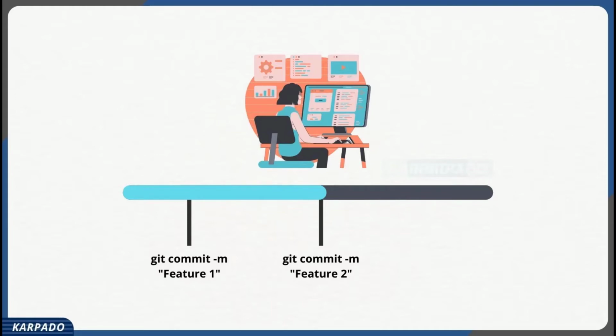And just like save is not a backup in a game, Git commit is not actually taking a backup of your entire project, but rather taking a snapshot of your project at that particular instance of time.